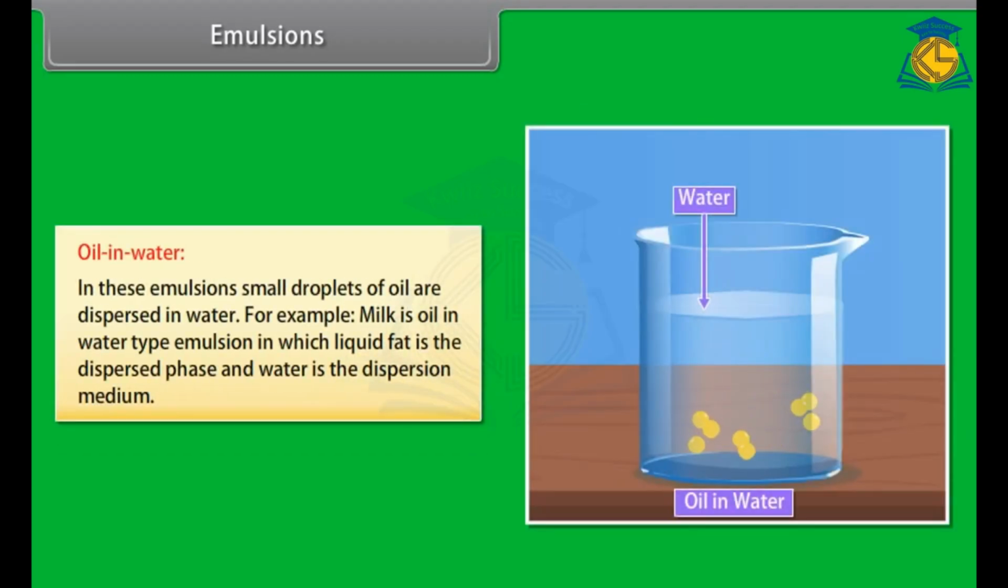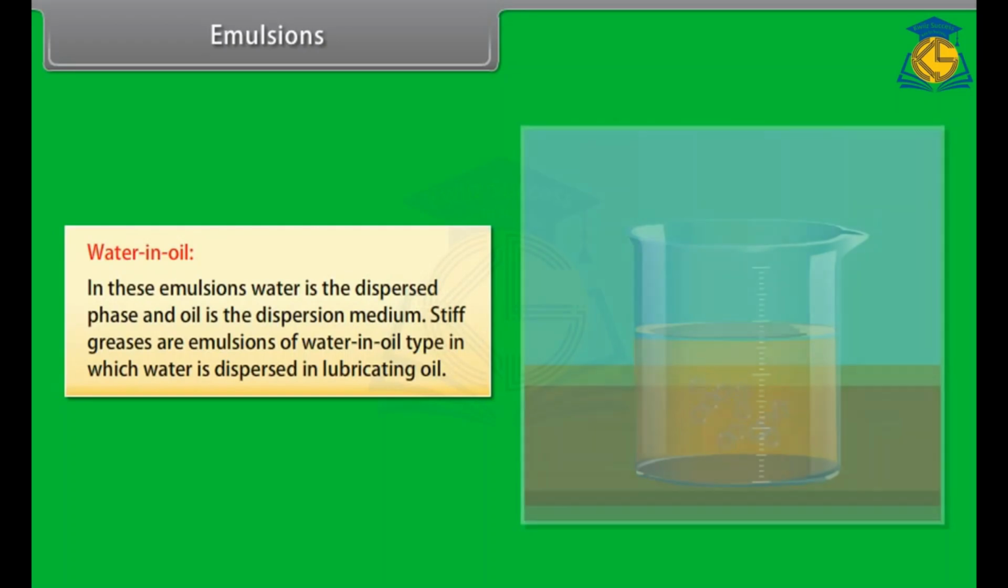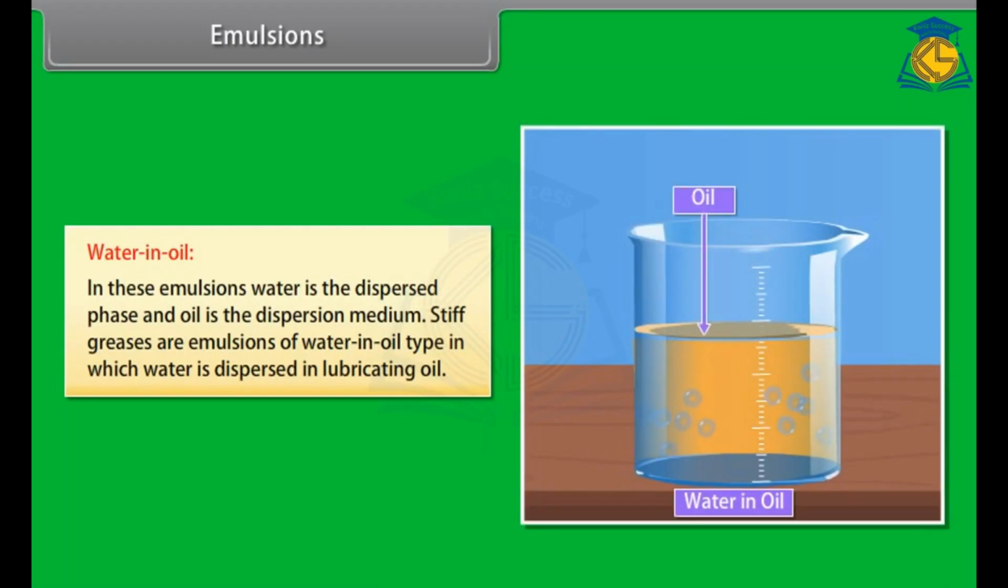Oil in water. In these emulsions, some droplets of oil are dispersed in water. For example, milk is oil in water type of emulsion, in which liquid fat is the dispersed phase and water is the dispersion medium. Water in oil. In these emulsions, water is the dispersed phase and oil is the dispersion medium. Stiff greases are emulsions of water in oil type, in which water is dispersed in lubricating oil. Colloids around us.